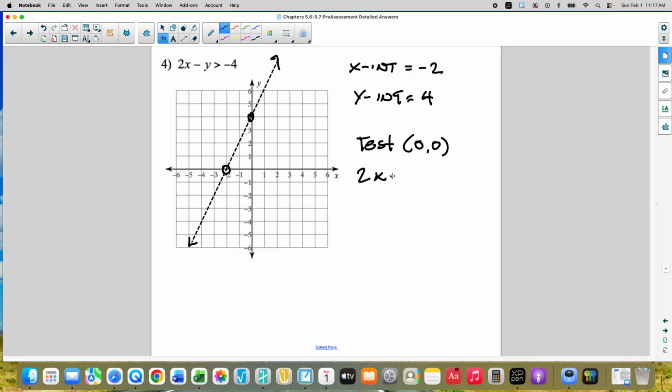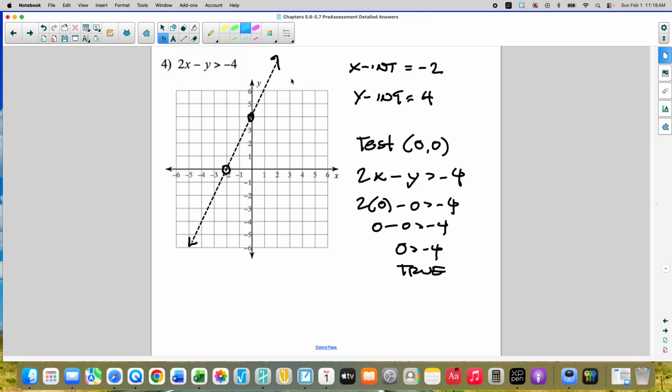2x minus y is greater than negative 4. 2 times 0 minus 0 is greater than negative 4. 0 minus 0 greater than negative 4 is 0 greater than negative 4. That's true. So this point is true, so I'm going to shade the true side. So I'm going to shade this side of the boundary.